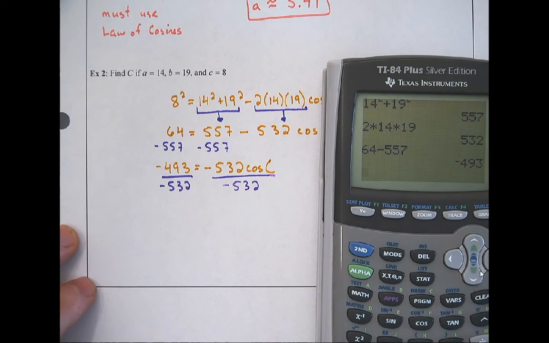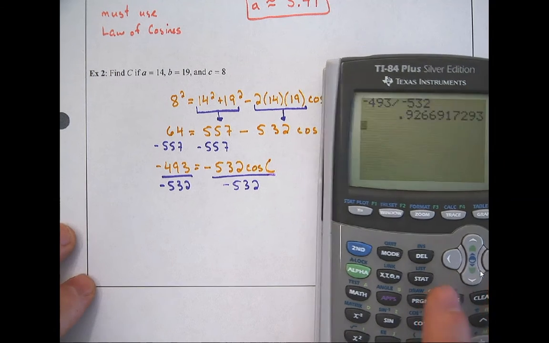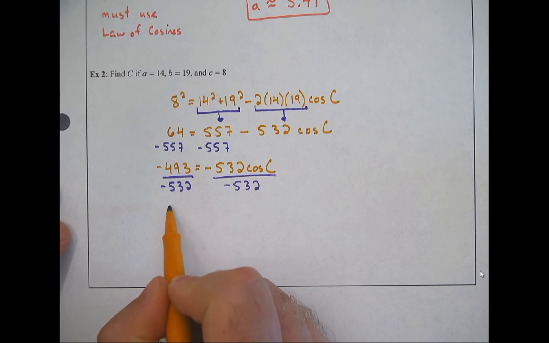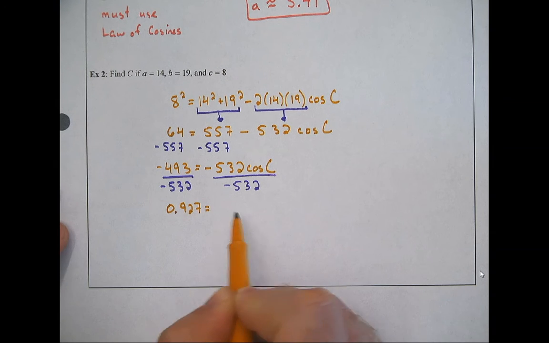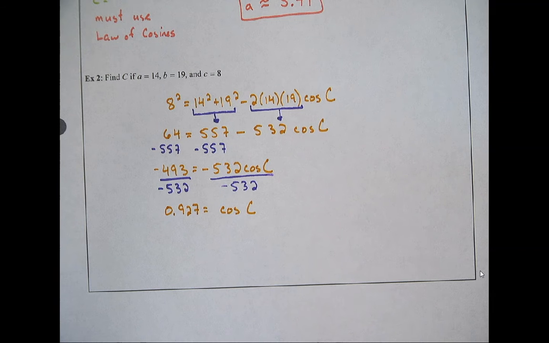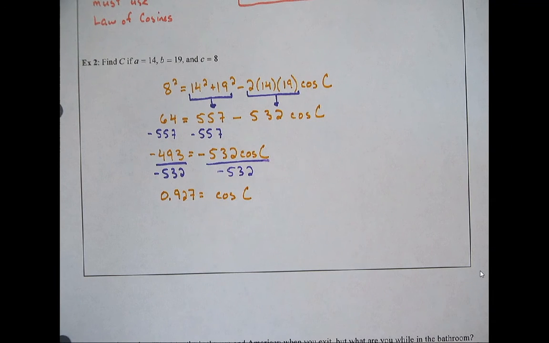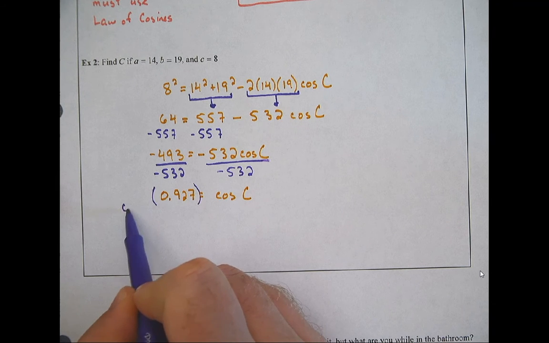So negative 493, I already had it in there, divided by negative 532 ends up being 0.927, which is equal to cosine of big C. But we're trying to get big C by itself, so now we have to kill cosine, and we kill cosine with cosine inverse.